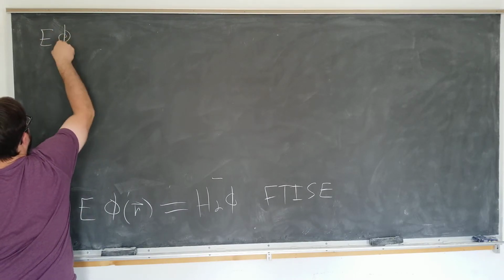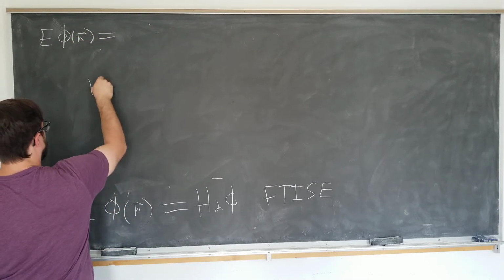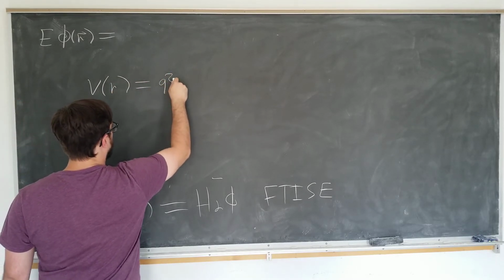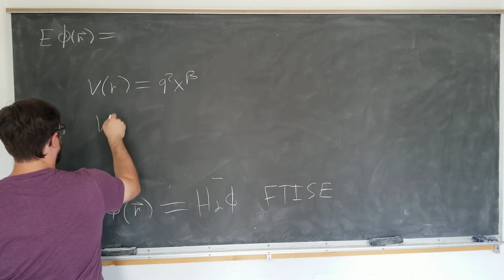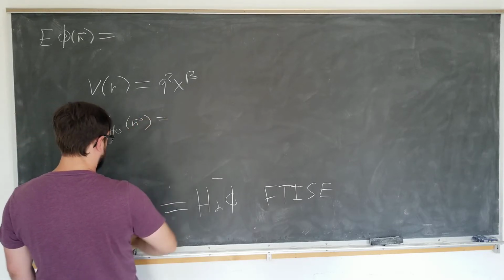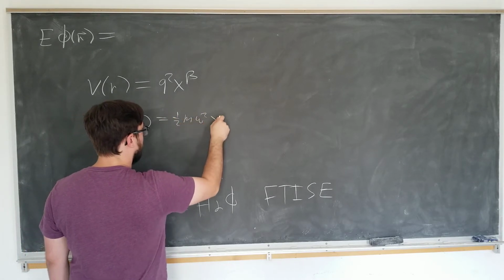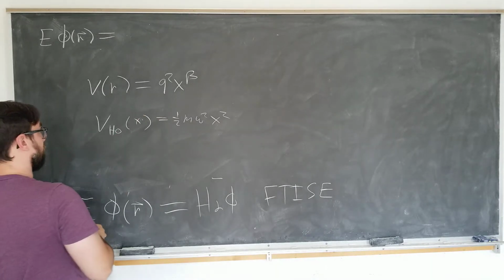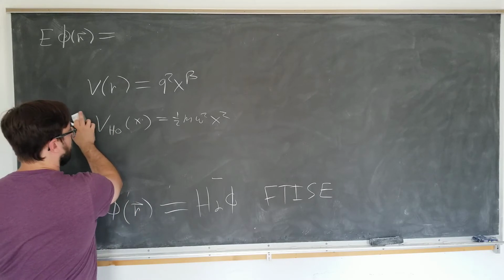So we have E phi of r equal to our Hamiltonian, and we're going to be talking about a potential V of r equal to q squared x to the beta. As beta goes to 2, this will look more like our harmonic oscillator potential of 1/2 m omega squared x squared. This is just a slight generalization of that. We're going to let this be our potential here.